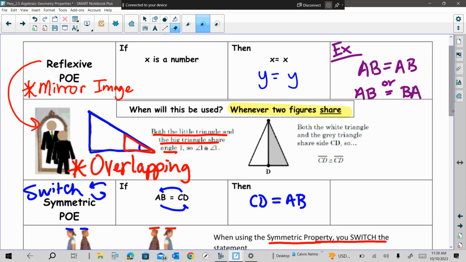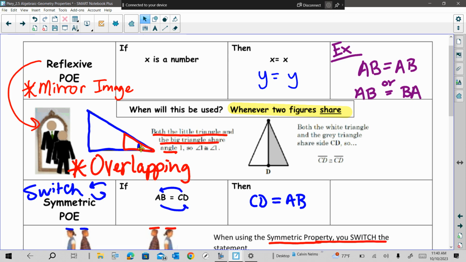So here is how it's shown on diagrams. This is a part I need you to really focus on, because when will it be used? It's with 2 figures that share something. So this first figure that I'm trying to show you is this big blue triangle. I just kind of outlined it in blue. We have a big triangle and we have a little triangle. That's the red one here.